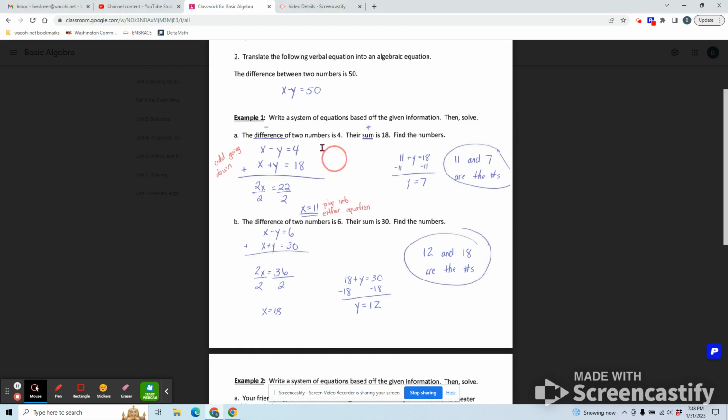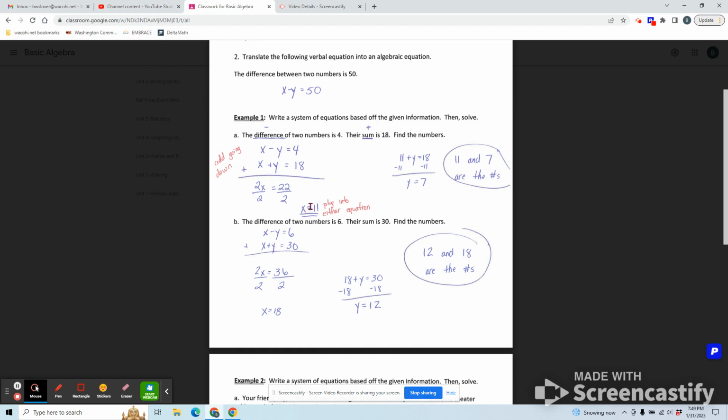So here's my system. It's set up, and it looks like it's set up for elimination. I have a negative y and a positive y. I have opposites. So I'm going to add going down, just like my note says here. 1x plus 1x is 2x. My y's eliminate. Negative 1 plus 1 is 0. That's why I don't have it over here. And then 4 plus 18 is 22. And I divide, I get x is 11.